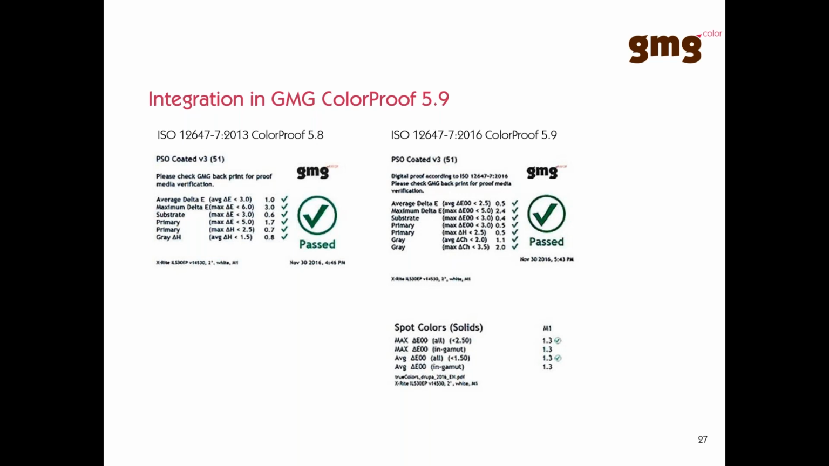Now on the left you can see the old label on the proofs with the old tolerances with delta E and delta H. On the right you see a new label with delta E 2000 and delta CH max and average for the CMY gray patches, and the new tolerances that are defined. Additionally on the right, a sample for a spot color verification with maximum and average delta E2000 for all spot colors on the wedge, and for all colors and the in-gamut colors. As target values for the spot colors, we use the LAB values from the spot color database that is linked for proofing.